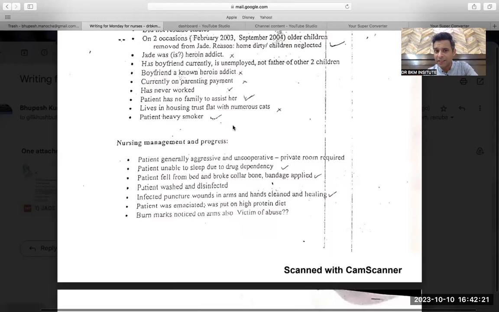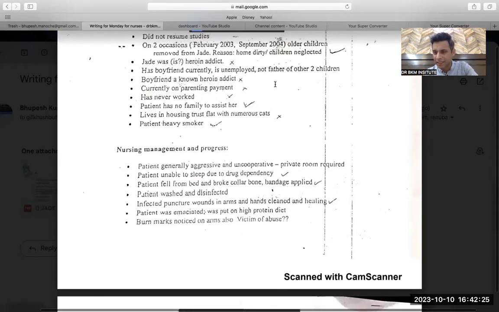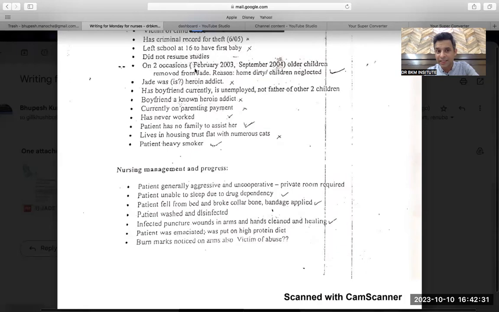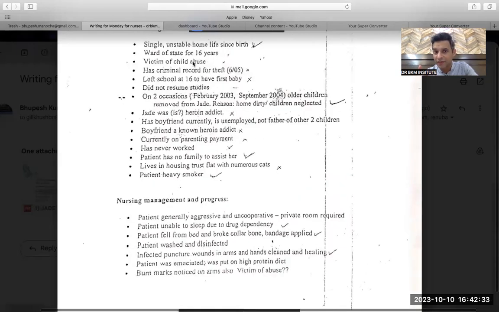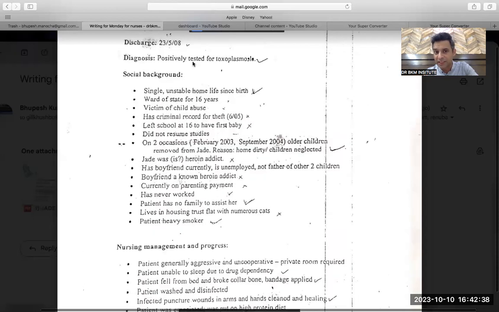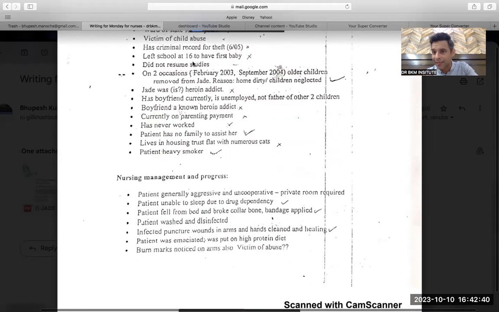In OET, most of the letters are very simple. This letter is a bit tricky, but this kind of letter will not come that uses your medical knowledge. Yes, this letter is talking about toxoplasmosis. The patient has toxoplasmosis, and toxoplasmosis majorly spreads through cats.